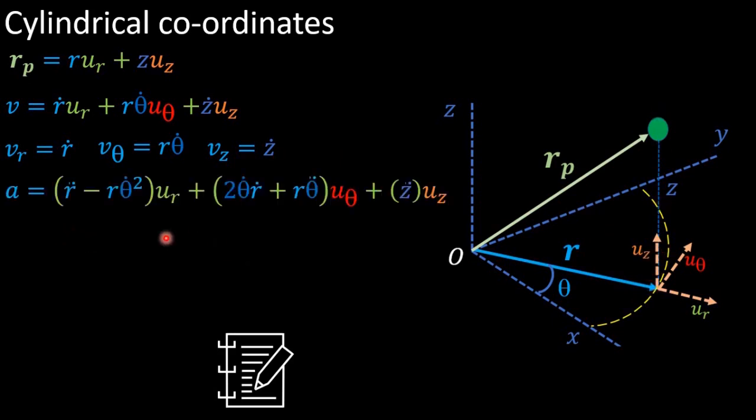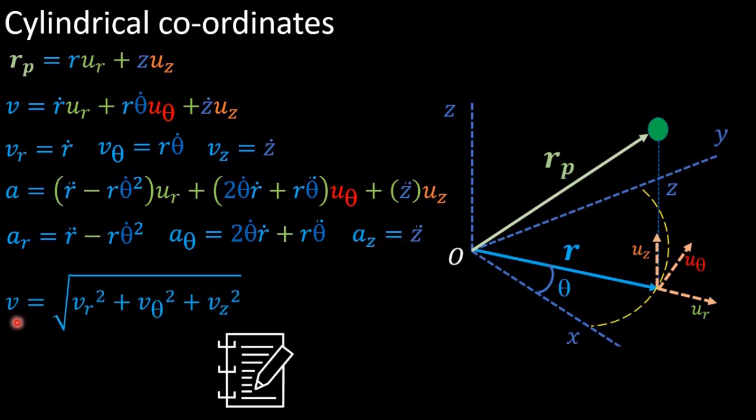And acceleration is the same as before, so same as in polar coordinates there, in the u sub r and u sub theta direction. But now we've got z double dot, which is the second time derivative of the length z. Okay, so that means we can say a sub r equals r double dot minus r times theta dot squared, and a sub theta equals 2 times theta dot times r dot plus r times theta double dot. Okay, and the acceleration in the z direction is going to be z double dot.